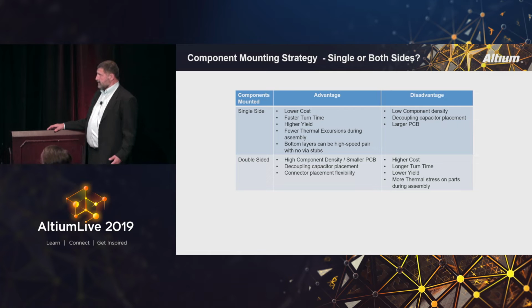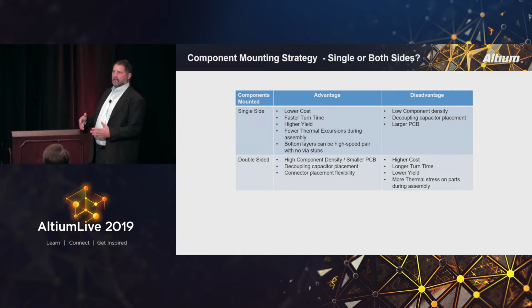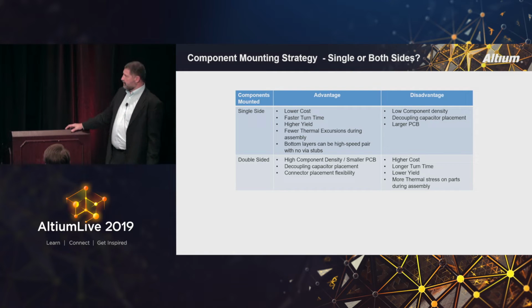The bottom layers can be a high-speed pair with no via stubs. The disadvantage is you're going to have a lower overall component density for a similar size. You can fit more parts in a smaller board if you use both sides. The decoupling capacitor placement, if you have a BGA or something like that where you want the capacitance close to the pin, is much harder to do with a single-sided placement.